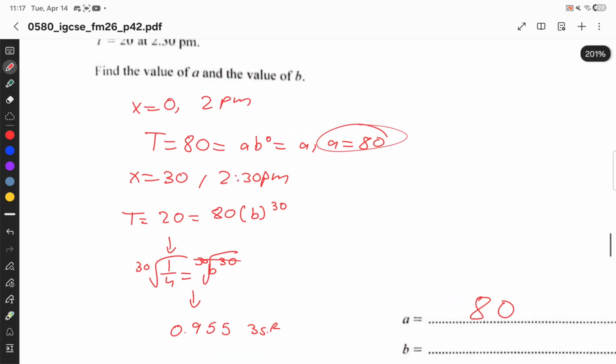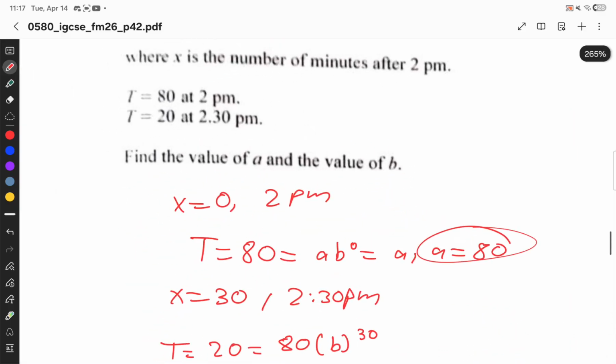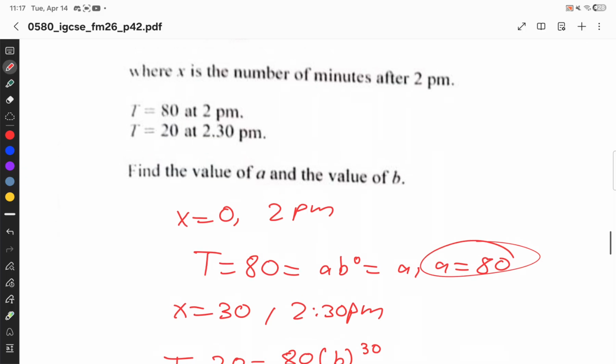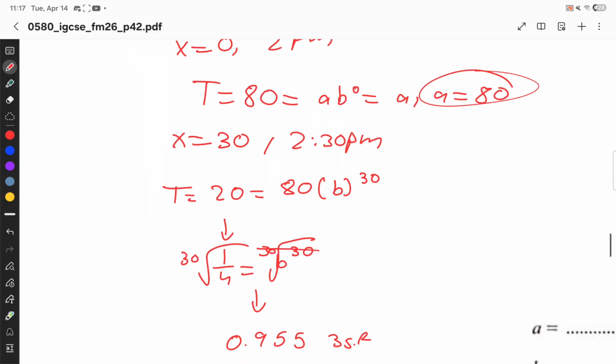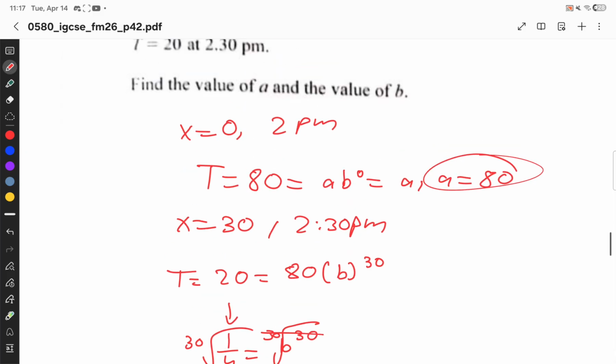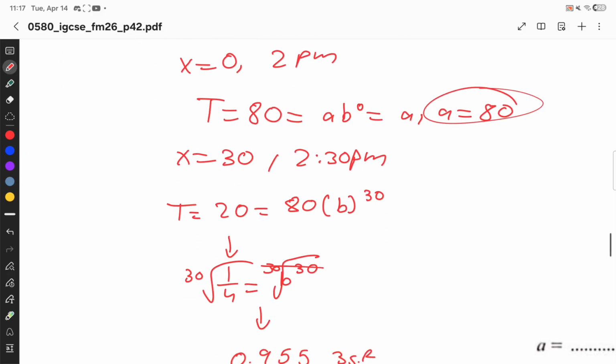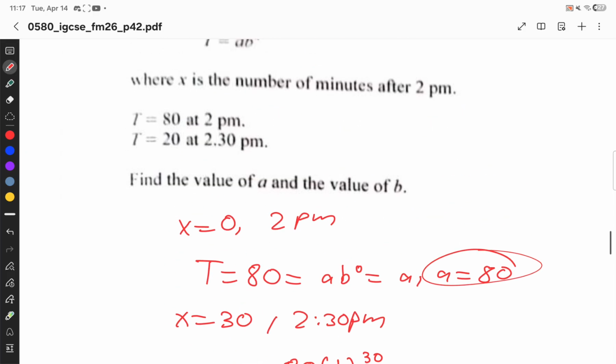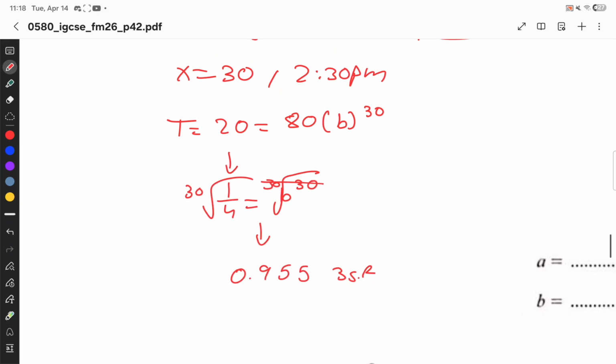No, this is not correct. At 2 p.m., the number of minutes after 2 p.m. is 0 minutes. So this is that. Done. 30. So A is 30. This is 20. So this should have worked.